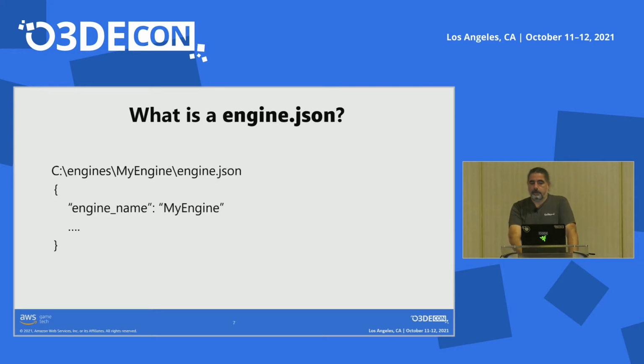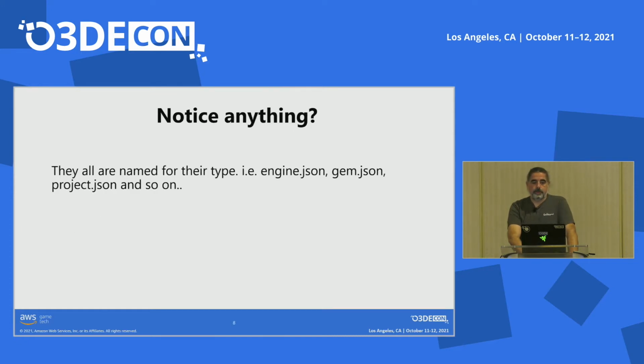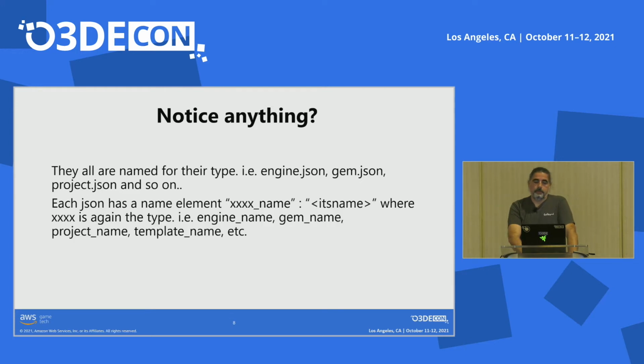All right, so same thing for an engine JSON. As you might expect, it has an engine name. This particular engine I'm going to call my engine. Hopefully you've noticed that each type is the same as the name of the JSON, so engine JSON, gem JSON, project JSON, and so on. Each JSON has an element that is that type underscore name, and then its name.